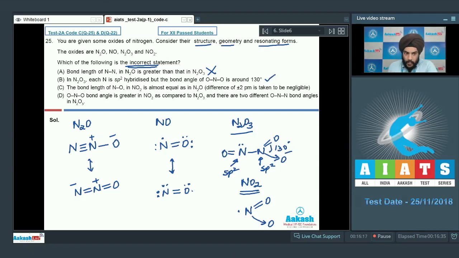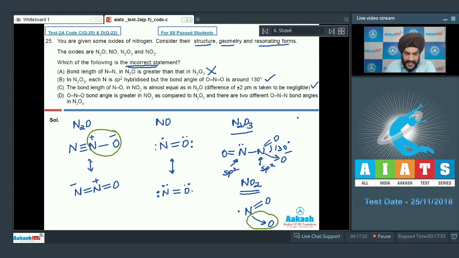Let us look at statement C now. The bond length of NO in NO2 is almost equal as in N2O. Students, if we look at the structure of NO2 and N2O, both have a coordinate bond between N and O, which can undergo resonance. So their bond lengths are expected to be almost similar. In fact, they are very close. There's a difference of approximately 1 picometer between the two bond lengths. So students, statement C is also correct.